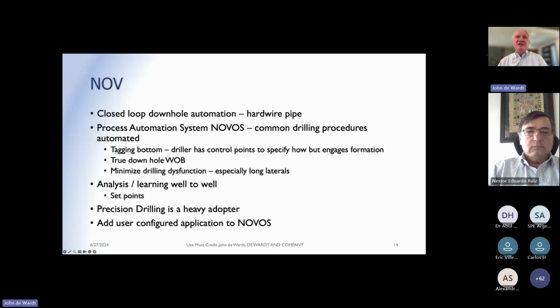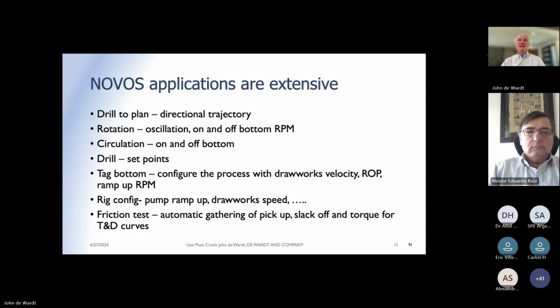Precision drilling is a heavy adopter of the Novos system. When I come on to precision drilling, you'll see what they're doing with it, with the applications and some of the results that they are publishing that they have achieved. And then users can configure their application to Novos. So I think originally people saw Novos as more of a closed system, but now users can bring their application to it and input their own automation to it.